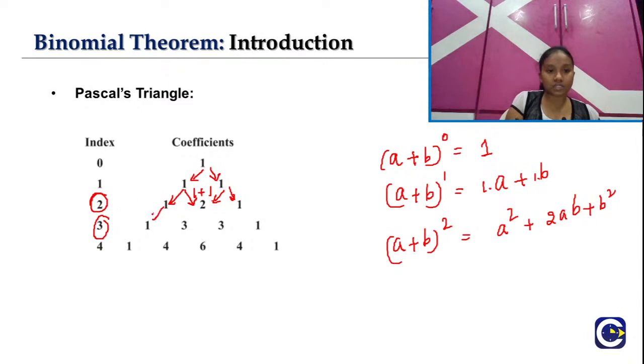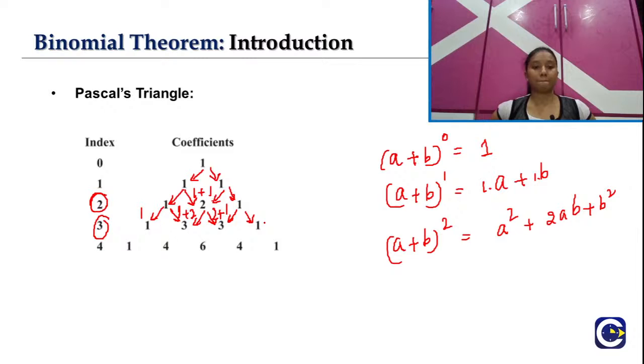So again 1 will be splitted here. 1 will be splitted. So here 1. So again 2 will be splitted. So 1 plus 2 here, 3. And 2 plus again from here 1, so 2 plus 1 will be 3, and 1. So it actually follows like a triangular pattern in order to get the coefficients here.